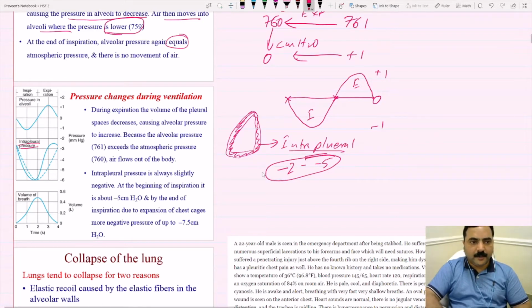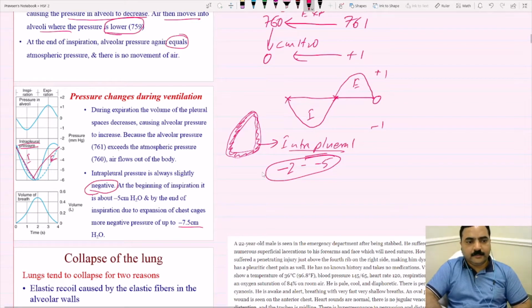So during inspiration, what happens? It becomes more negative, and during expiration, it becomes less negative. So that's what happens with the intrapleural pressure. It is always slightly negative. At the beginning of inspiration it is about -5, and by the end of inspiration, due to expansion of the chest cage, a more negative pressure of up to -7.5 or -8 centimeters of water is seen. So that's the intrapleural pressure.